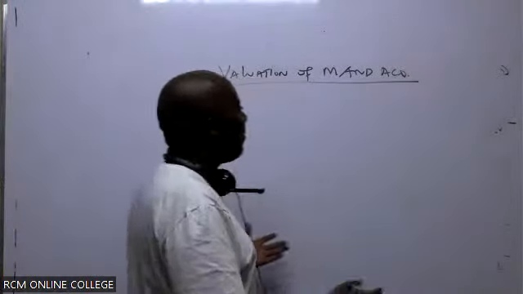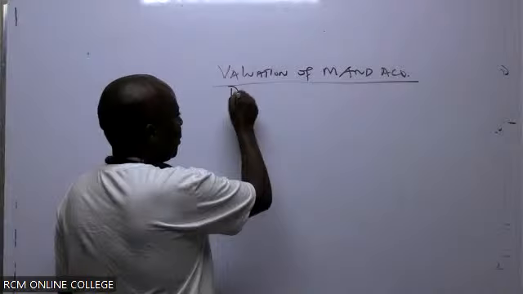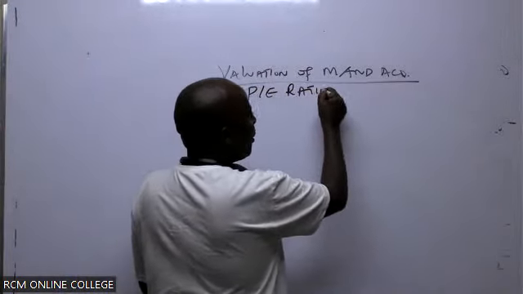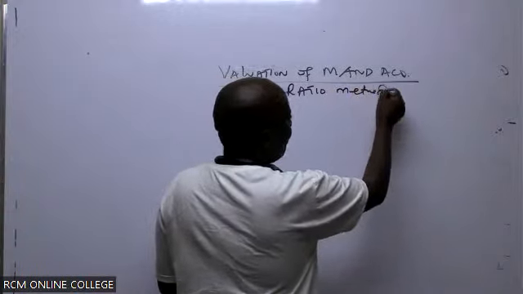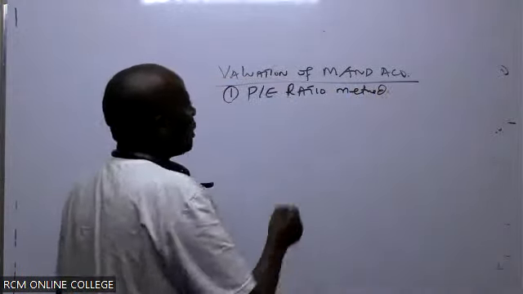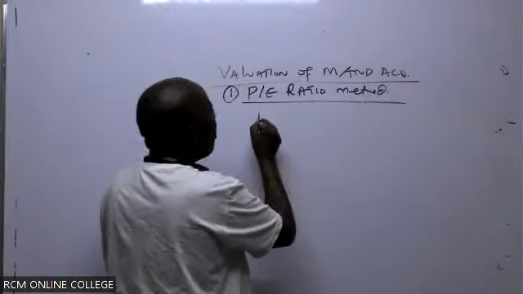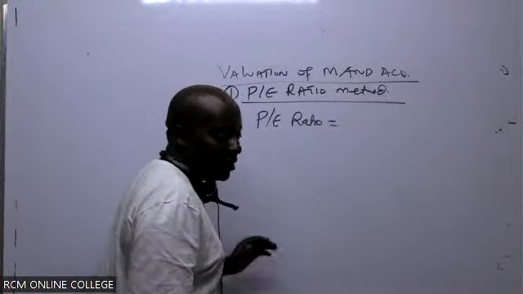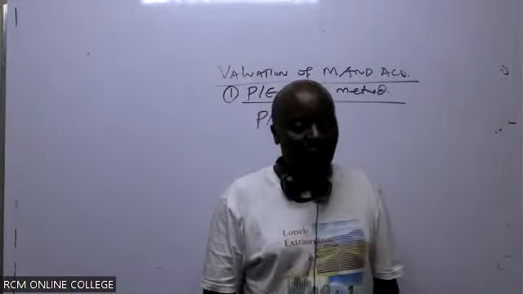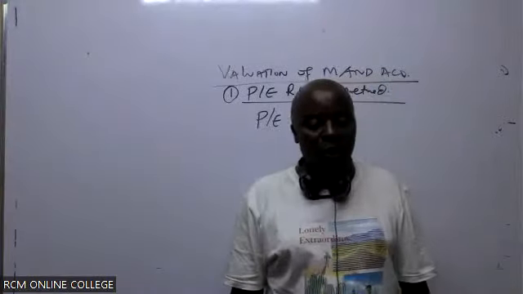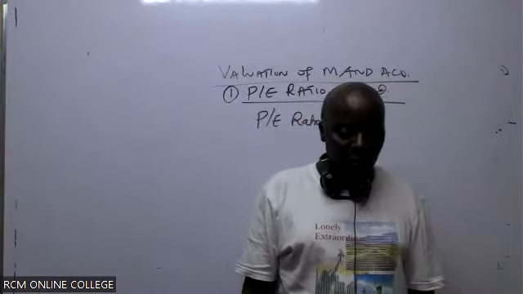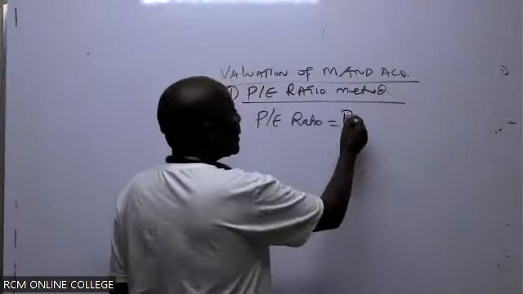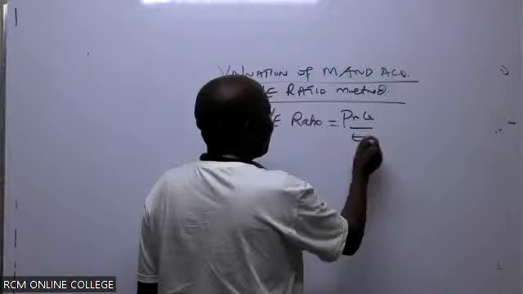We have very many methods of valuing these mergers and acquisitions. One of the methods is what we call the PE ratio method. If you can recall, is there anybody who is able to remember the PE ratio formula? It's price over earnings. Thank you very much. It is price over earnings.